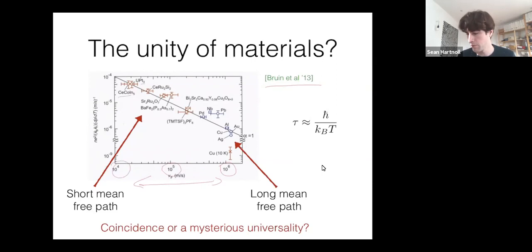These guys are heavy fermions. So there's a big change in the Fermi velocity and in the mean free path. These guys have a long mean free path, these ones have a short mean free path. But the lifetime, this axis is a bit counterintuitive, but what this line says is that within a factor of 5 or so, all of these materials, which have a T-linear resistivity, have this lifetime.